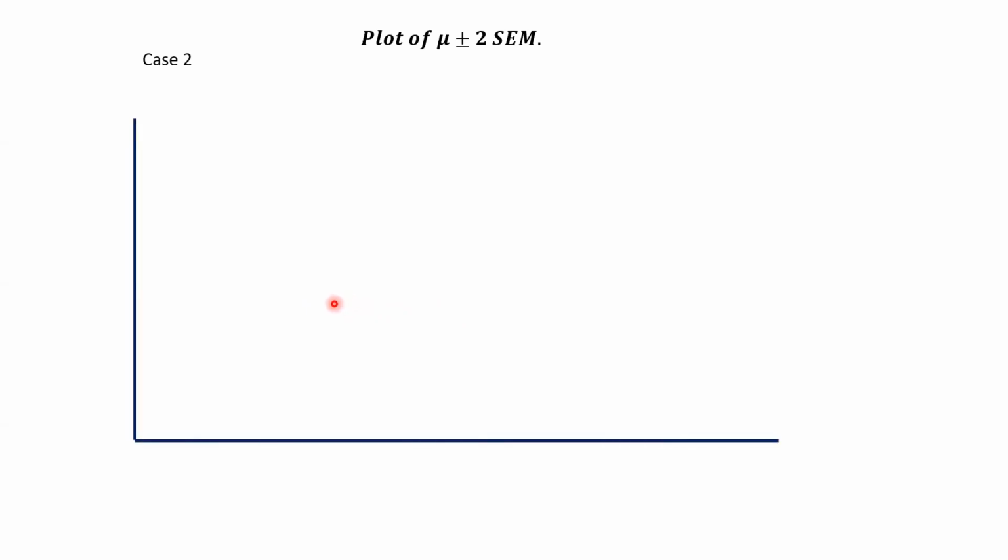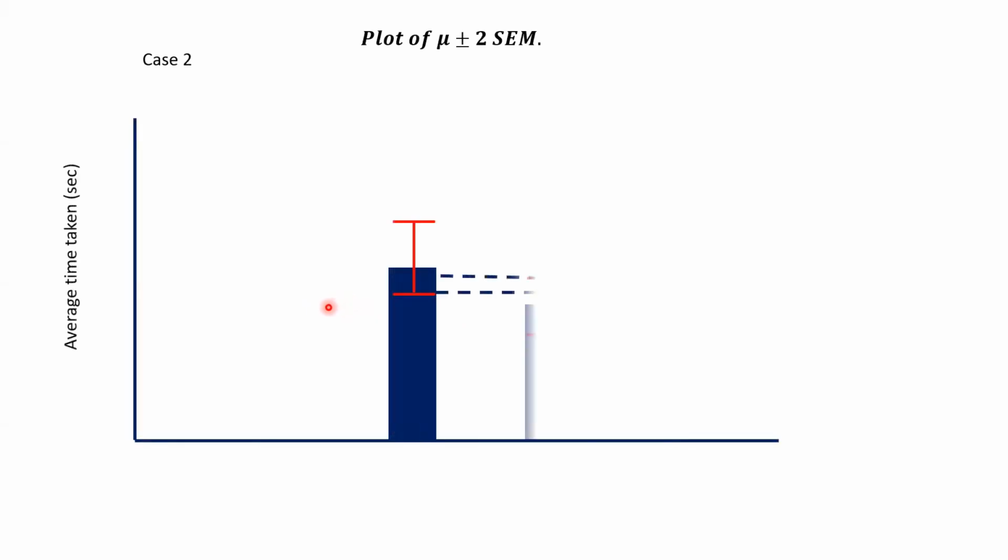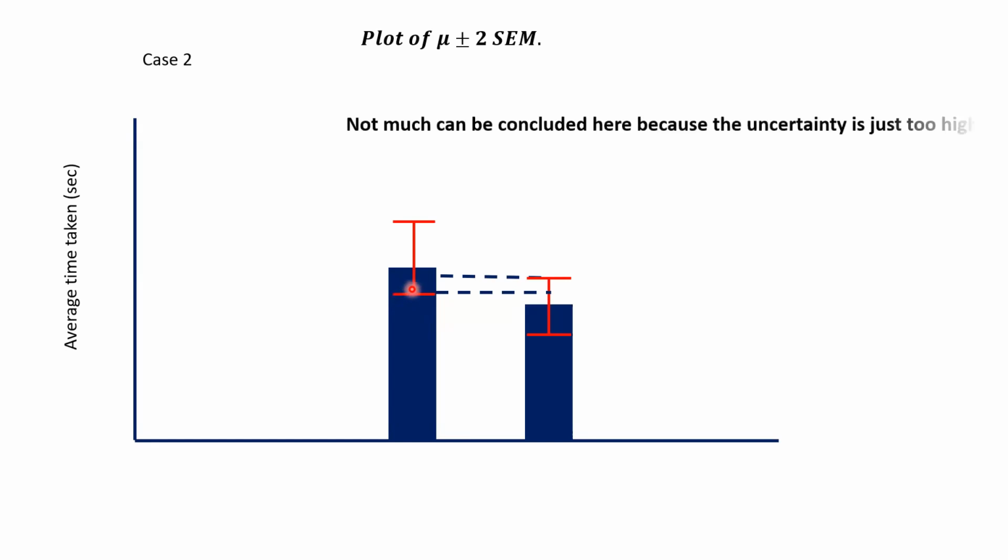Overlapping is there, but the mean is not covered. Here, please see here, this mean is not covered by this overlapping at all. The overlapping is only in this portion. This is not covering this mean here. Therefore, we can't come to a conclusion. Not much can be concluded here because the uncertainty is just too high. Right? Please note here, the mean is not included. Now we will see the third case.